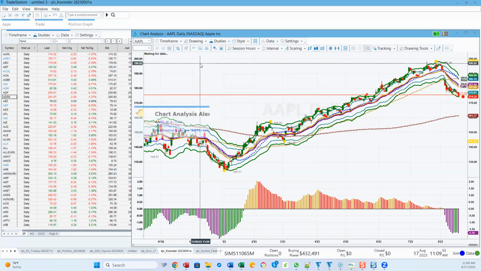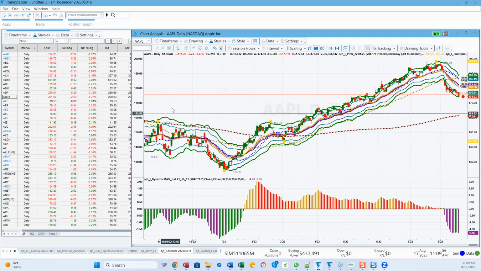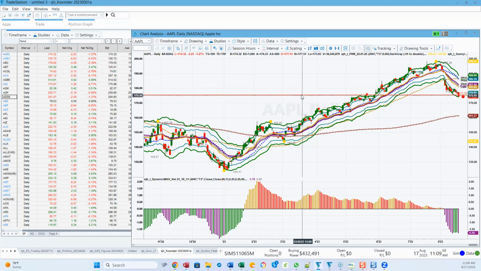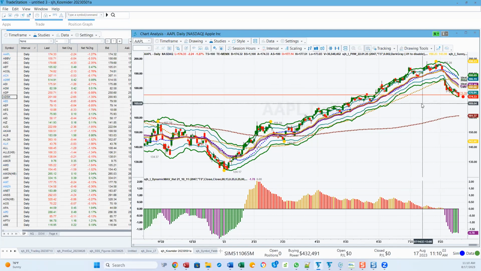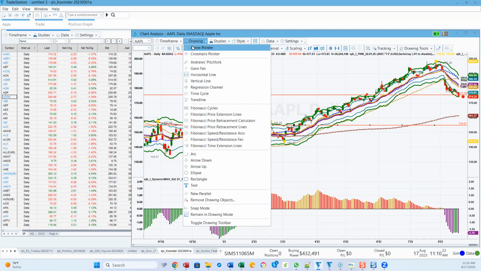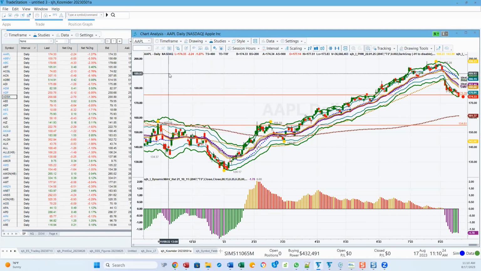AAPL, let's take a look at that one. Got an attractor here that I drew previously on the Apple. You can see now we're down below that attractor, and that's why I got the warning that the horizontal line had been penetrated. The next attractor down from that is right here, and that's pretty low. So that's definitely possible. Not saying it's probable, but it's definitely possible.